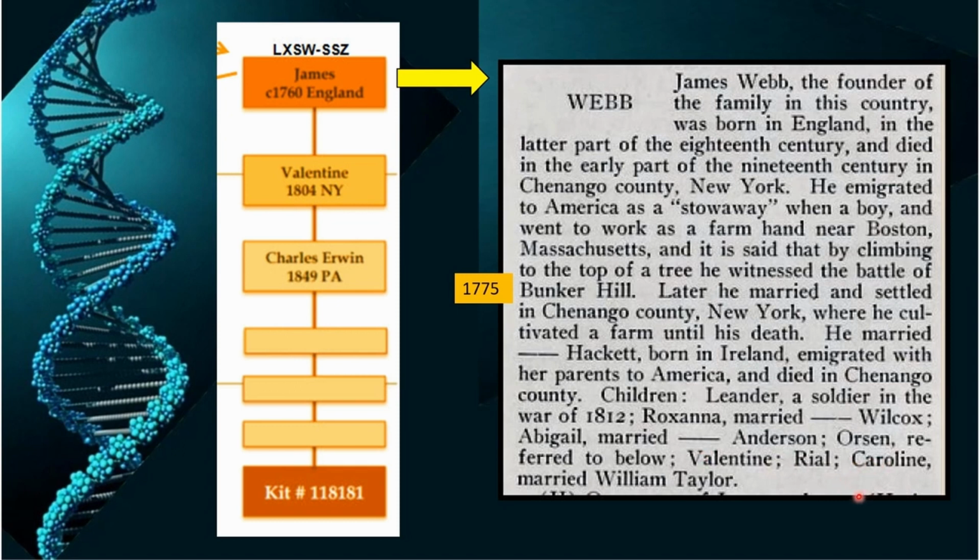So there's no confusion, the kids are perfectly named, and they're talking about their father being the first Webb that came to America. If you believe him, he said he's a stowaway from England. Okay.